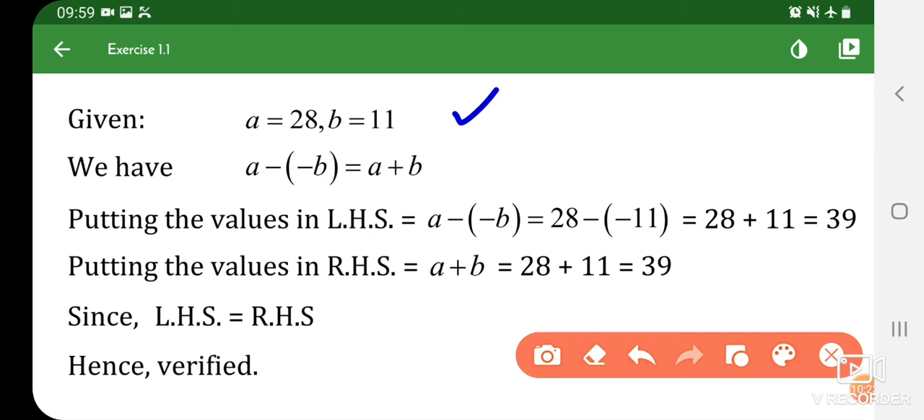Next is the value of A as 28 and B as 11. So 28 minus and minus is plus 39, and A plus B is 39. That means LHS is equal to RHS.